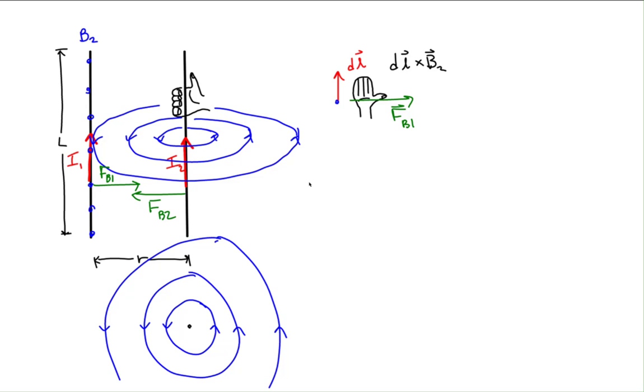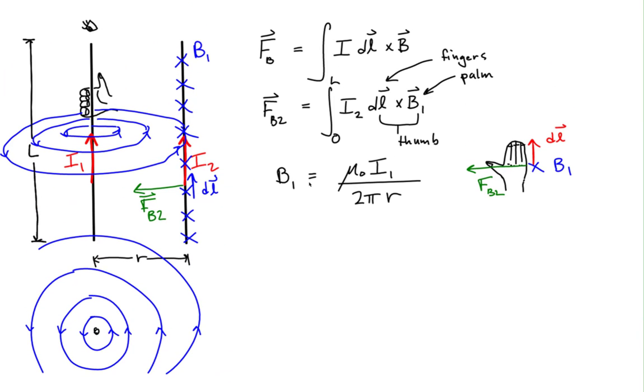Now we have to determine the magnetic force, the magnitude of the magnetic force on these wires. So we know, as we've said earlier, that the magnetic field generated by a long wire, by Ampere's law, is given as the product of the permeability of free space and the current of that wire, divided by 2 pi times the distance to the point at which we are evaluating.